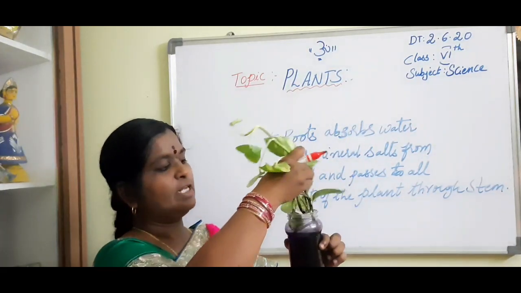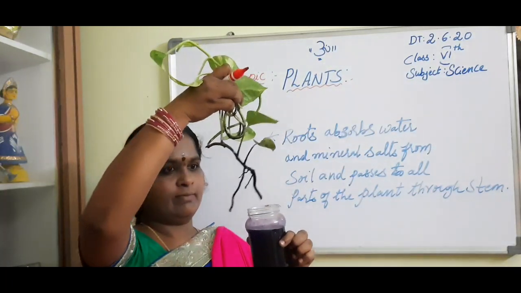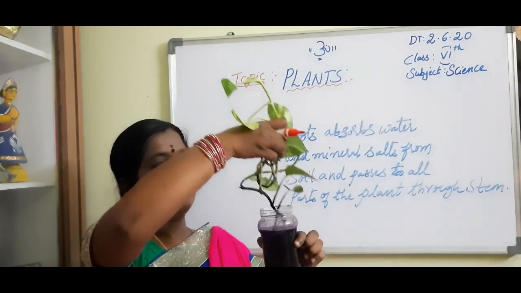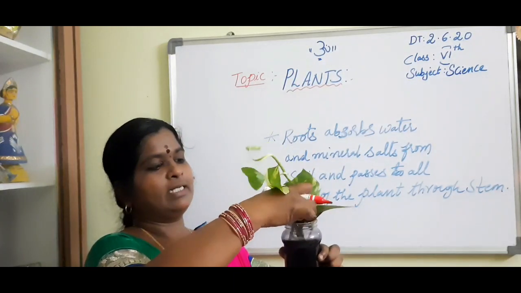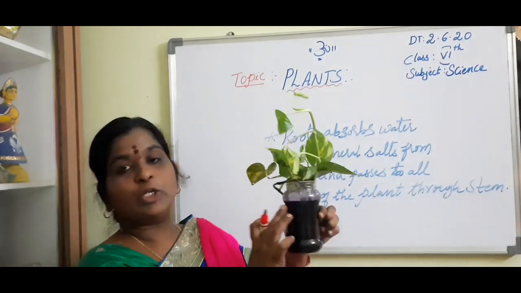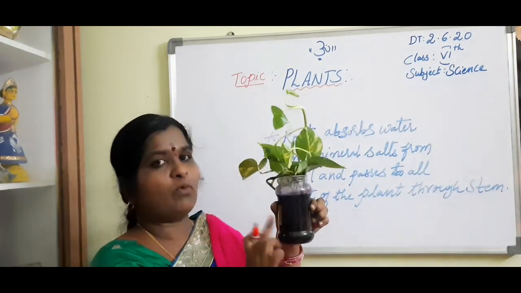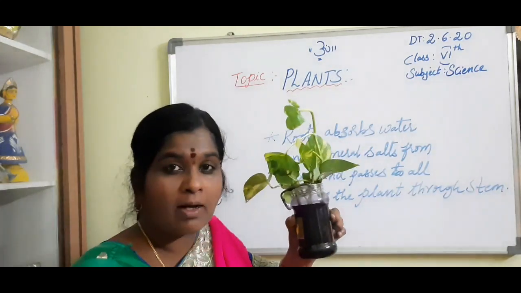See, it is having the roots also. It is having what? Tell me, root. See, it's a root. So I kept it in this water. I kept it in the water. Okay. So the root is absorbing the water. We have one doubt, children. You too have a doubt how it passes.